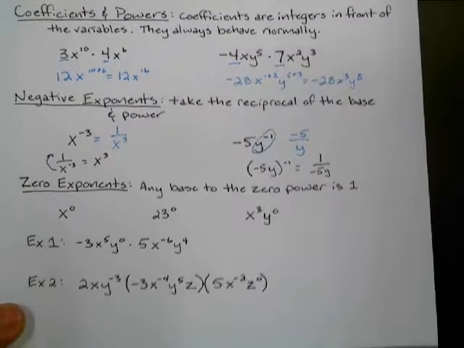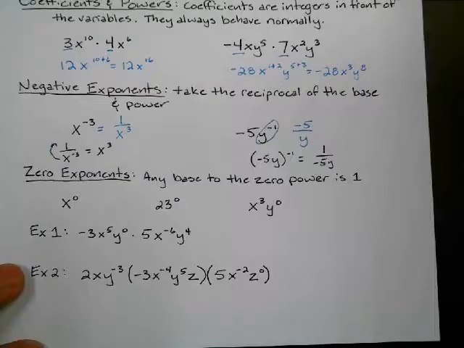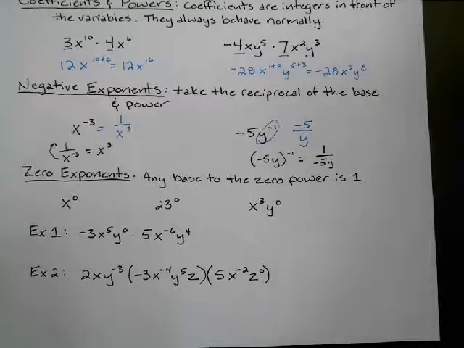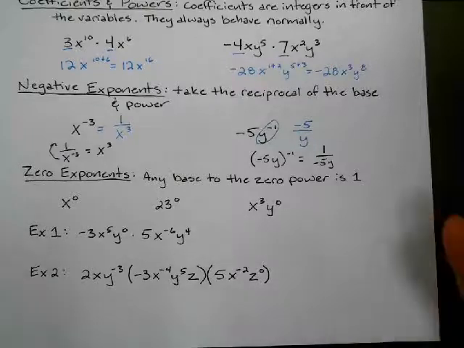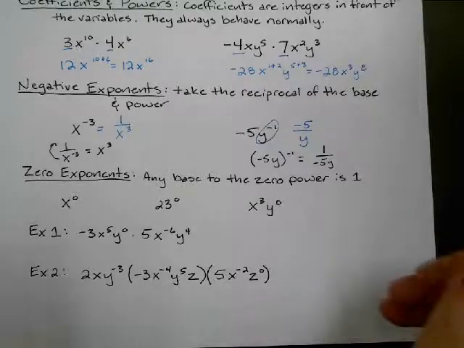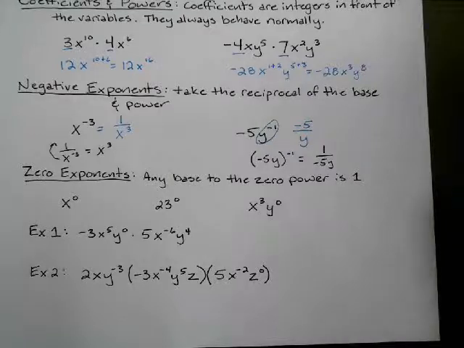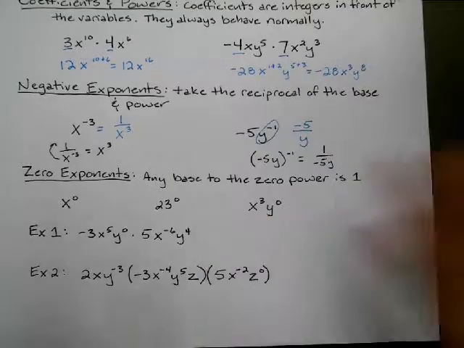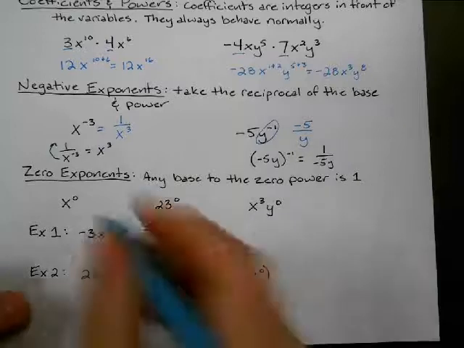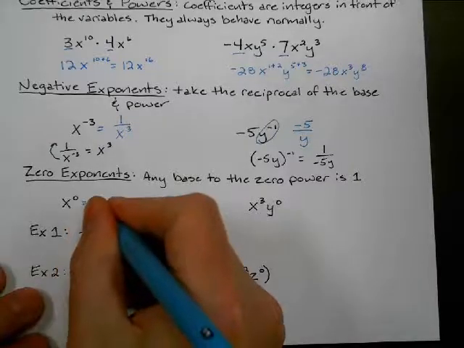Next, zero exponents. So anything to the 0 power is 1. You probably covered this last year. The reasoning behind it was when you have something to the 0 power, you're dividing it by itself. And anything divided by itself is 1. So x to the 0 power is 1.